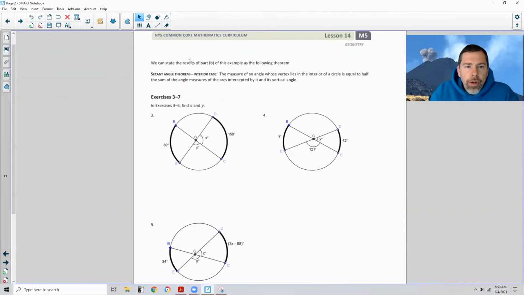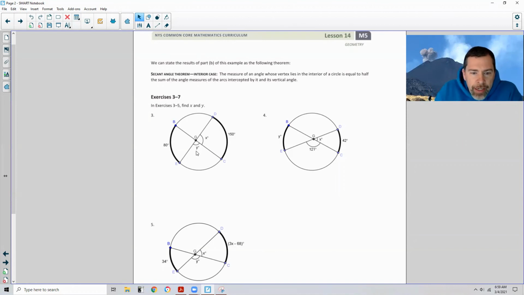Page 3, we can state the results of part B of this example as the following theorem. Secant angle theorem, interior case. The measure of an angle whose vertex lies in the interior of a circle is equal to half the sum of the angle measures of the arcs intercepted by it and its vertical angle.